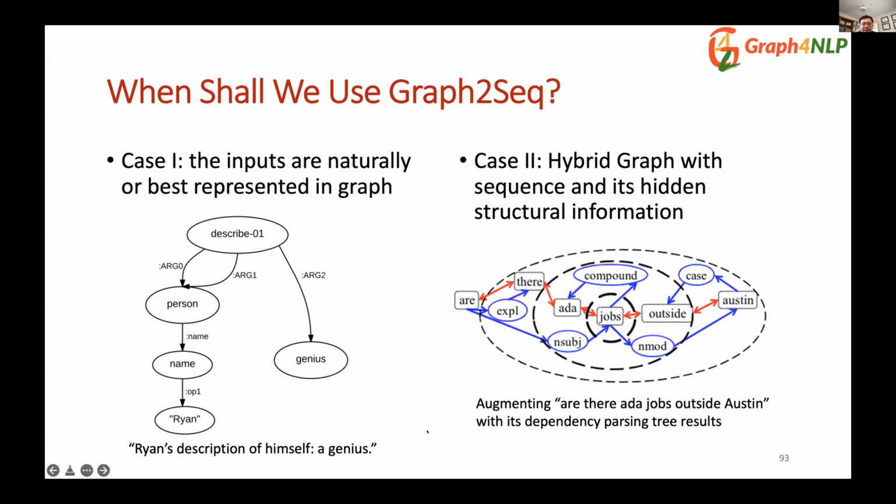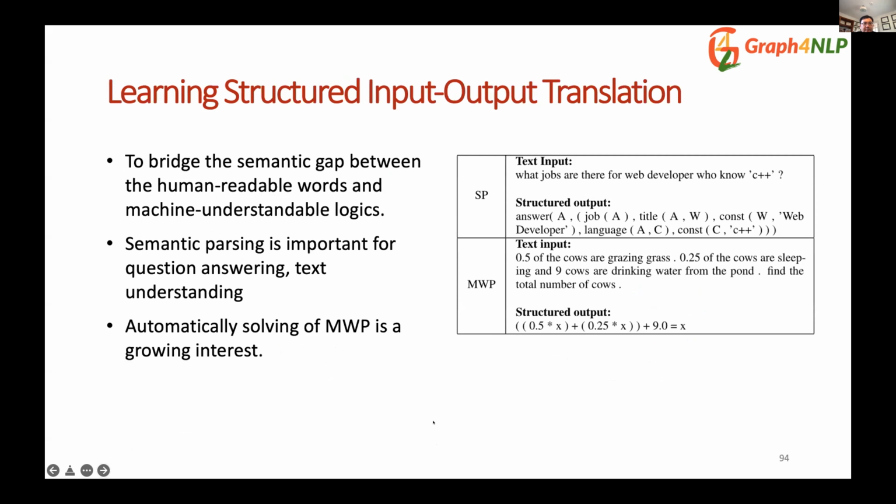In the second case, which is probably more common, you are given a text input, for example, "is there any job outside Austin," and now you can augment that with a dependency parse tree. This type of graph construction we already introduced a lot, so I'm not going to discuss it anymore. But moving forward, we considered the input side becoming a complex structure, the graph structure.